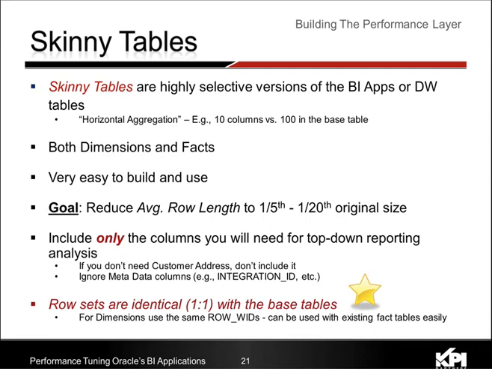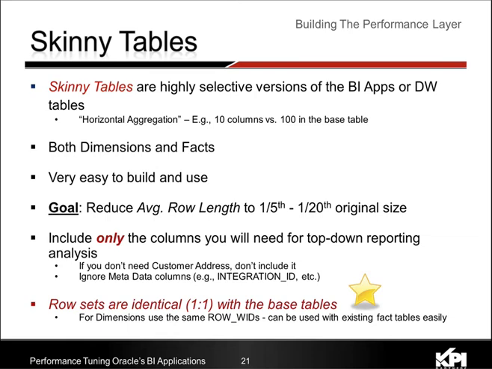Our goal here, why do these exist? Our goal is to reduce our average row length. If we can cut that table down to 1/5 of its original size or 1/20th of the original size, we've now substantially improved our I/O. And I/O is our main thing that we're trying to eliminate. Be careful. We don't want to put too much stuff in these tables, only the things we need. For example, an address, you probably are never going to use that in your actual dashboard. And if you do, it's going to be more of a list report or an exception case. And the BI apps metadata columns, such as integration ID and data source num, don't bother bringing those things over. We want to keep this thing very, very lightweight.